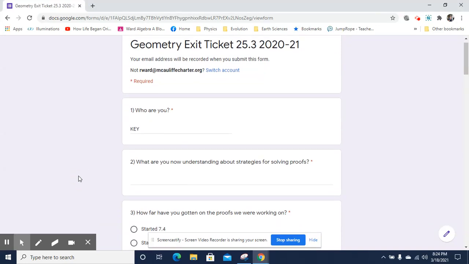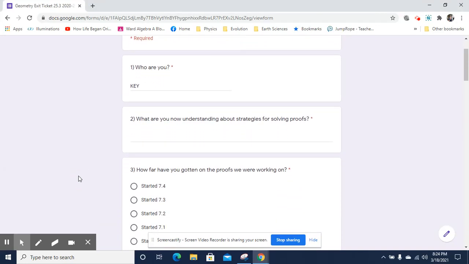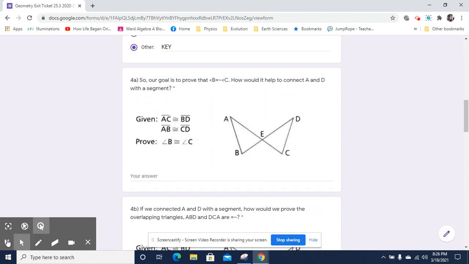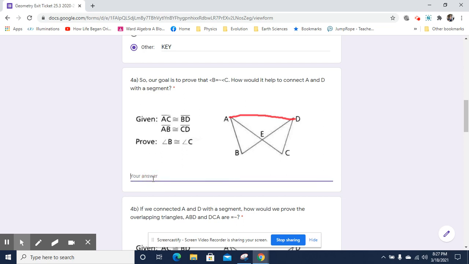This is a video key for Geometry Exit Ticket 25.3. And here we have this little boat. So our goal is to prove that angle B is congruent to angle C. How would it help to connect A and D with a segment? Well, let's do that. So here, A to D, there's a segment. This is the most amazing straight line you've ever seen, I'm sure. But A to D is now a segment, and now I have created overlapping triangles.